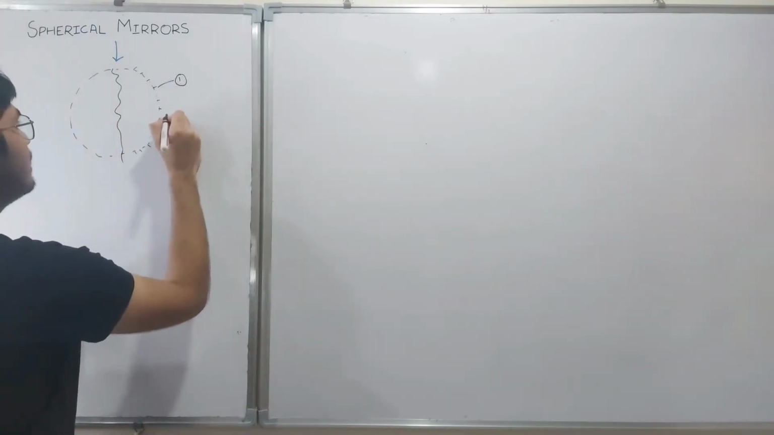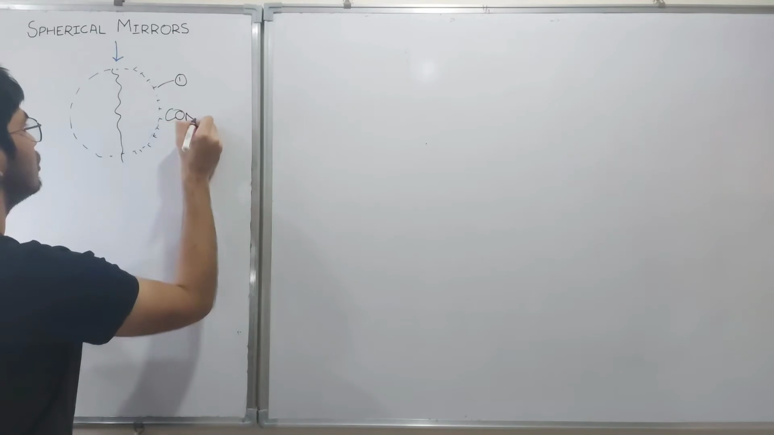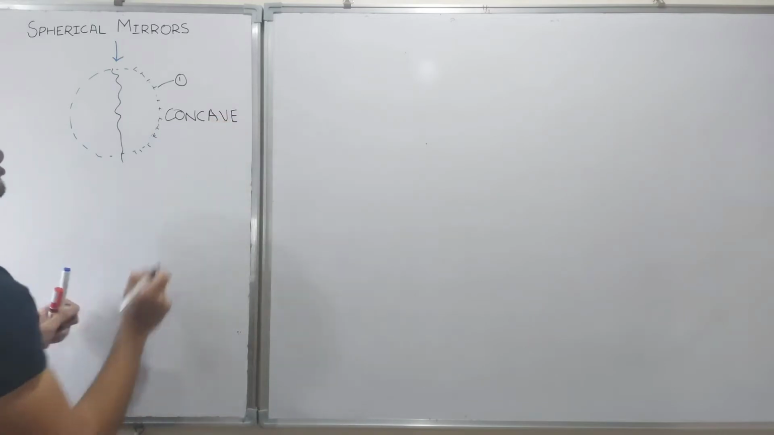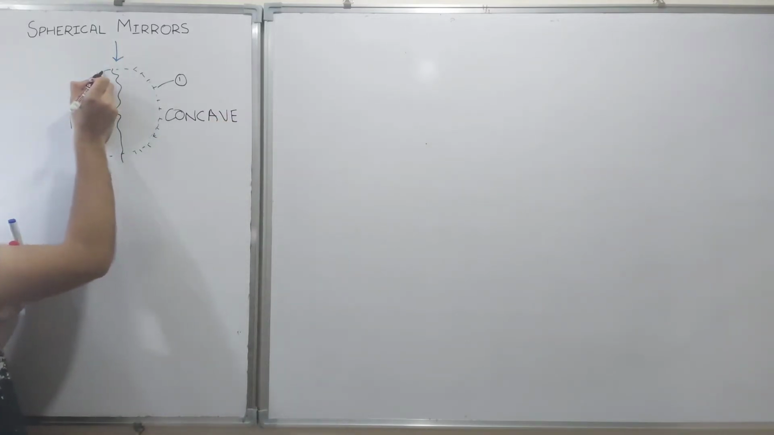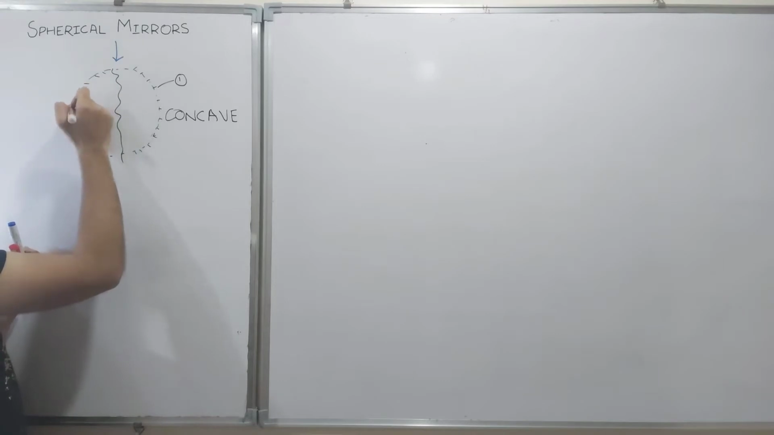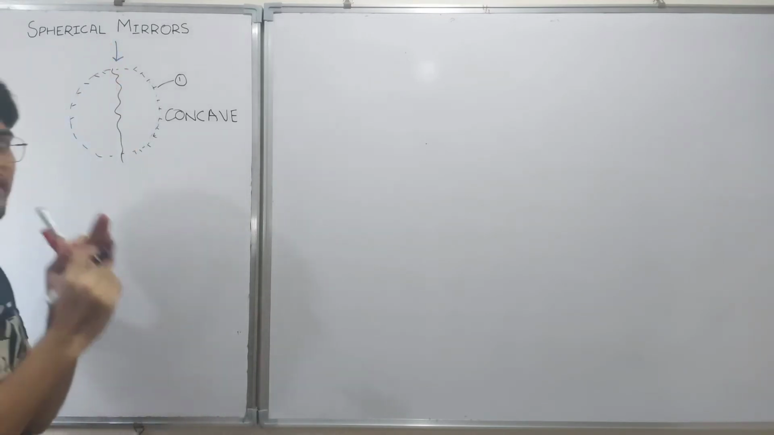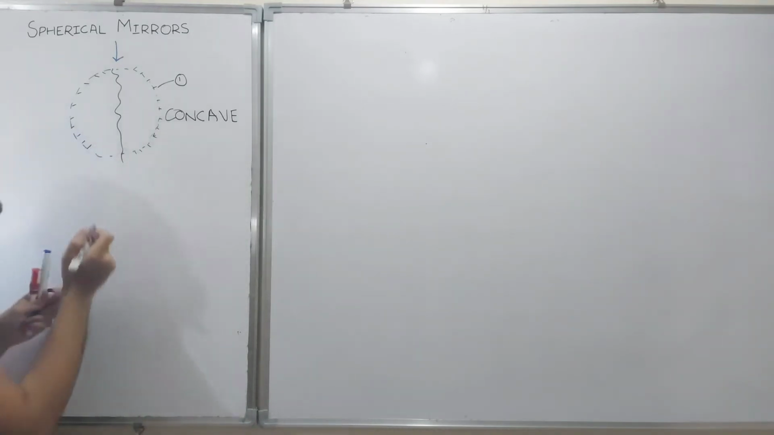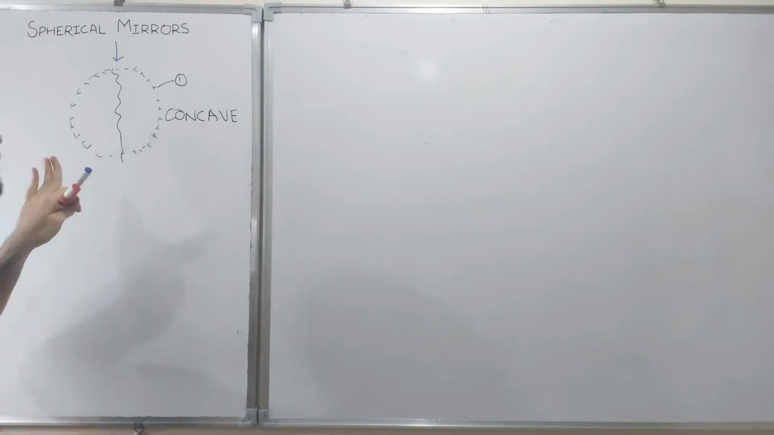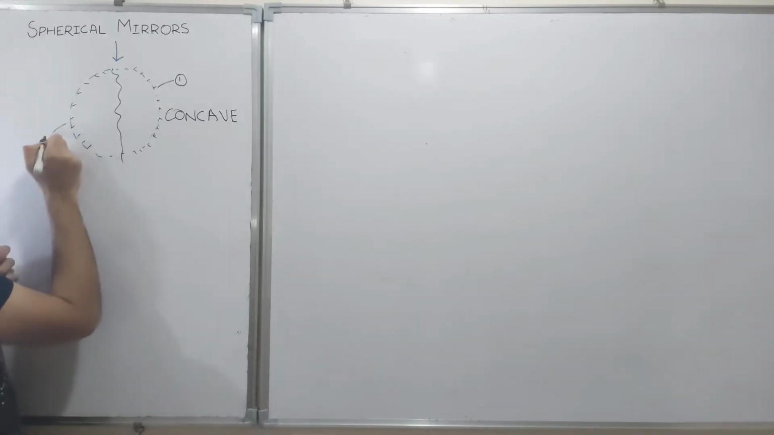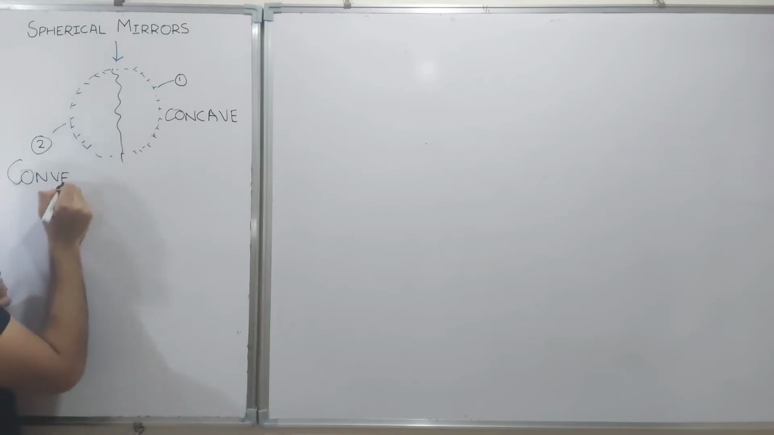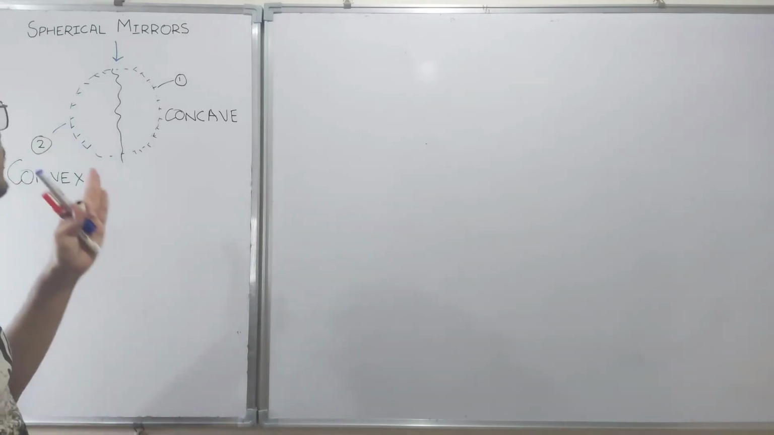So this gives us the concave mirror. Now, in the second part, we are going to polish this surface from this particular side. We have divided the sphere into two parts, and now we are polishing this surface from this side, and this gives rise to the second part, which is known as the convex mirror. So we just got what a concave mirror is and what a convex mirror is.